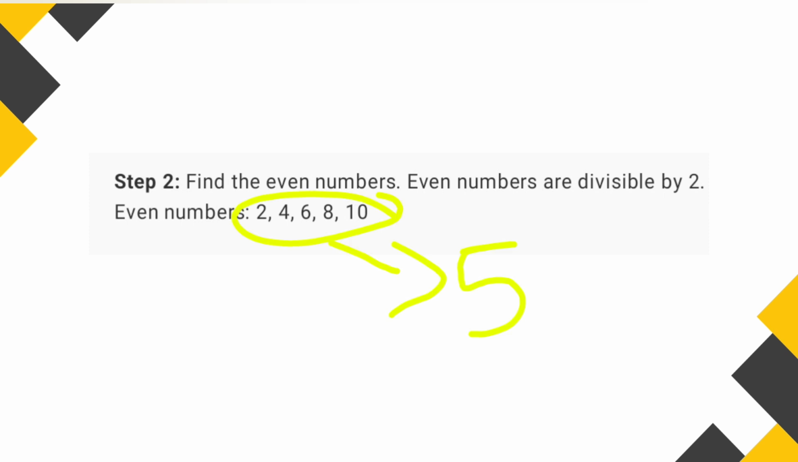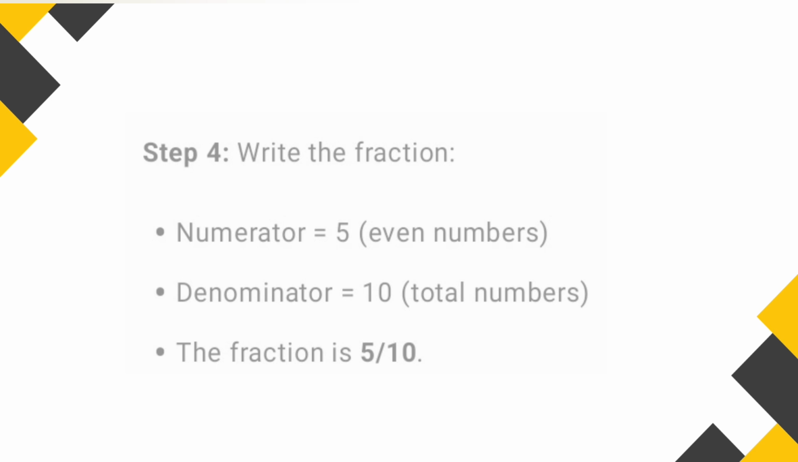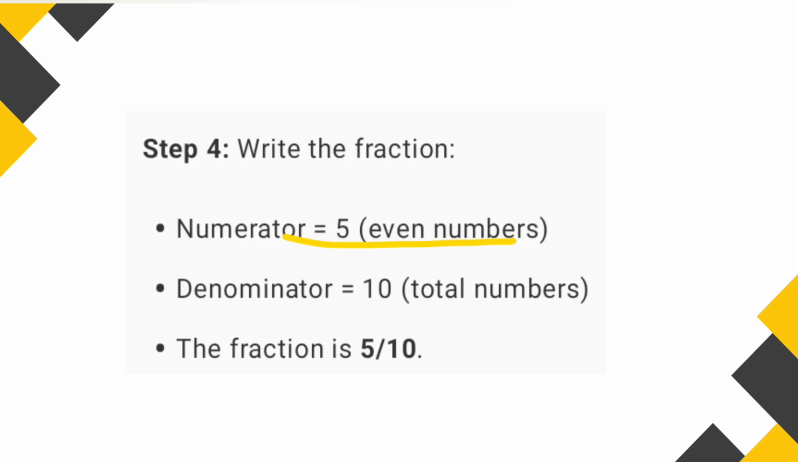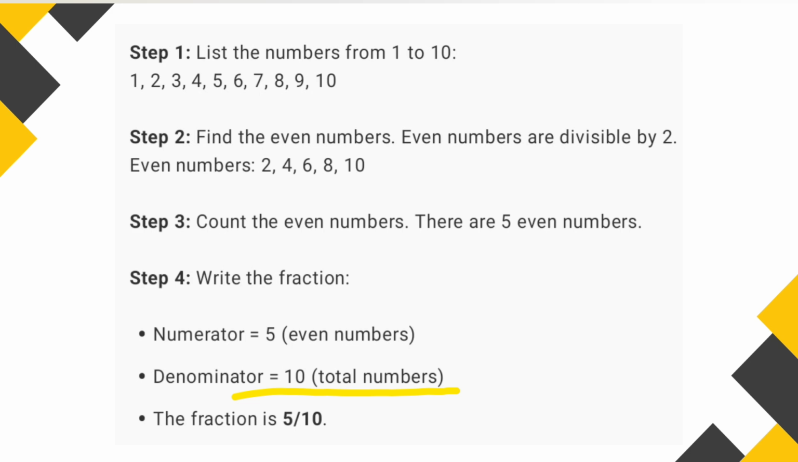So write the fraction. To write down the fraction, we have to consider numerator and denominator. So numerator is equal to 5, this is the count of even numbers, and denominator is equal to 10. This is the total count of the numbers. That means from 1 to 10, there are 10 numbers. So the fraction is 5 bar 10.